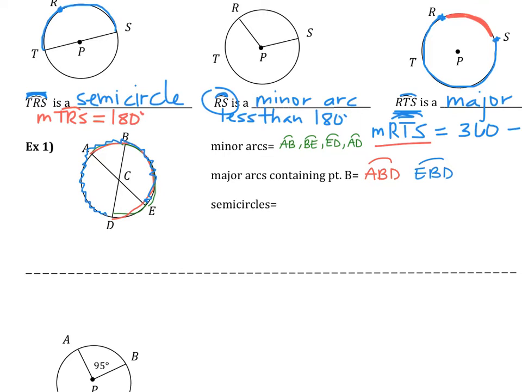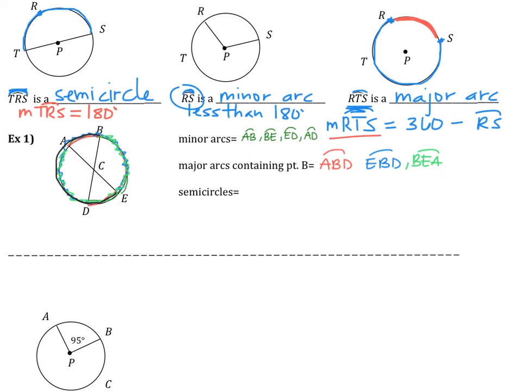I could do BEA, kind of out of colors here. Let's see. So BEA would go B through E all the way around to A. And then a fourth and final one would be BAE. Okay, so those would be major arcs that all have B as part of them.